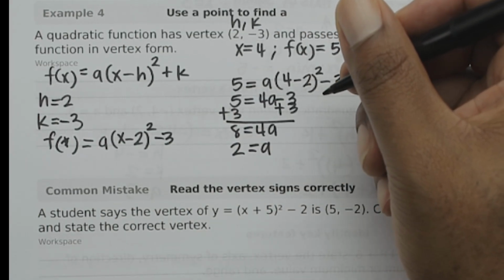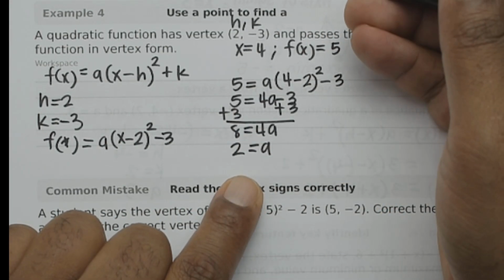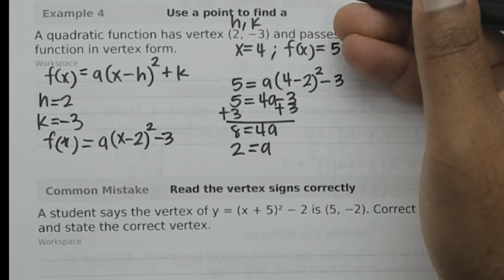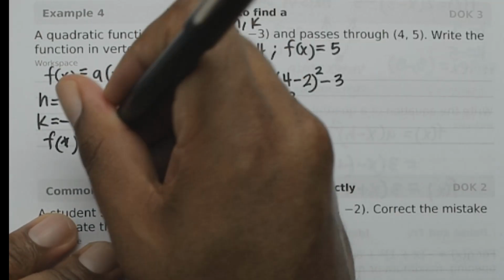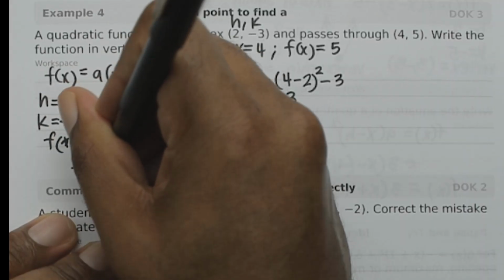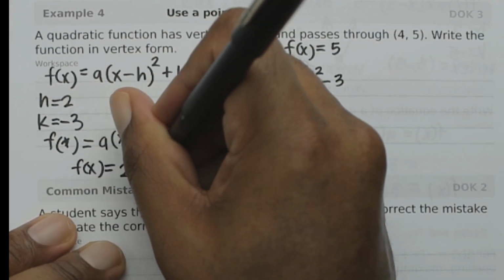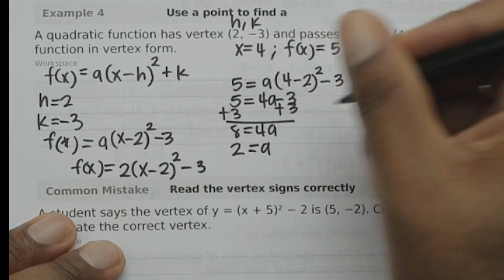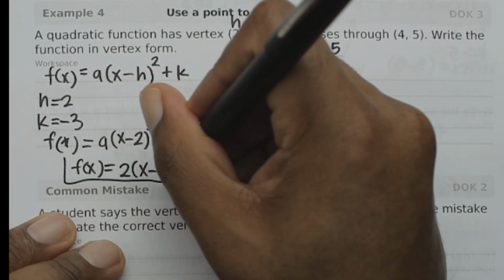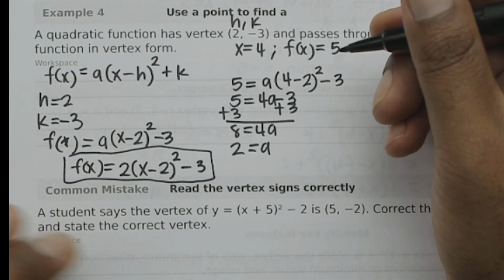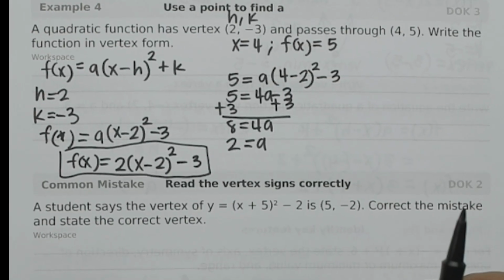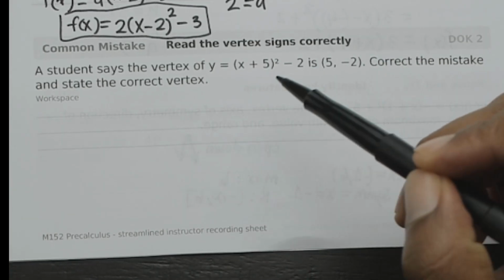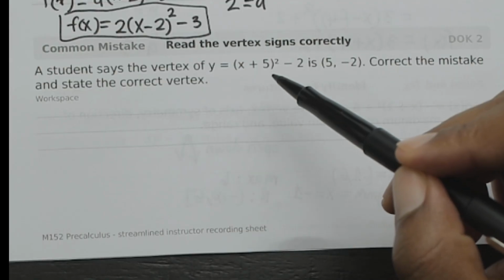Okay. Now we know what a is. So we can really complete this right here, right? So we can substitute a into the equation. So this would be f of x equals 2 parentheses x minus 2 squared minus 3. So that would be our final answer.